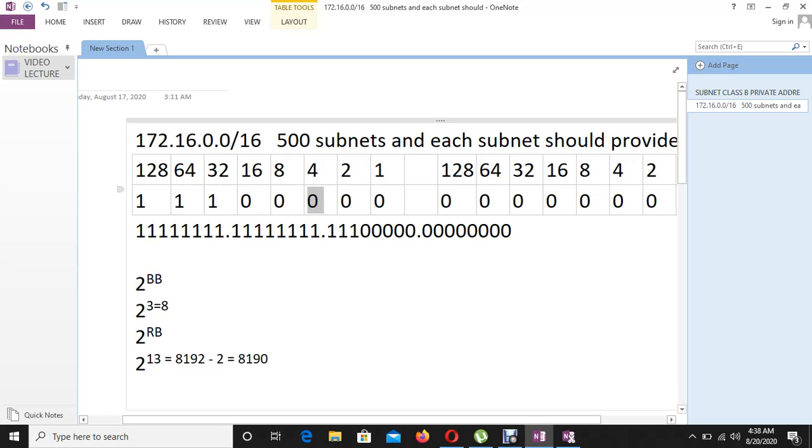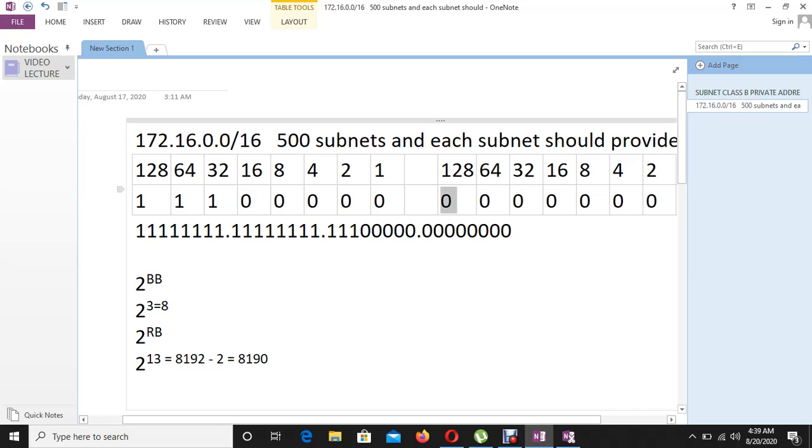If I borrow here, I have 16. If I borrow here, I have 32. If I borrow here, I have 64. If I borrow here, I have 128, if I can remember, because this is 2 subnets, 4 subnets, 8 subnets, 16 subnets, 32 subnets, because 2 to the power of 5 is 32, 64 subnets, 128 subnets, and then 256 subnets. That is 256 subnets, 8 bits.